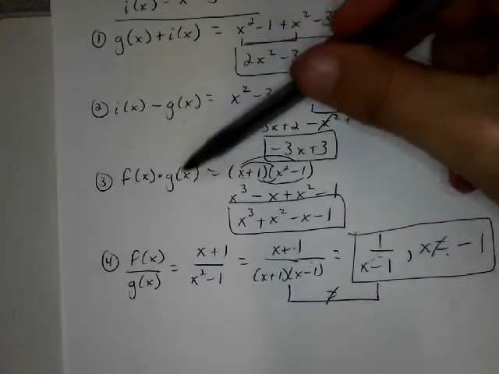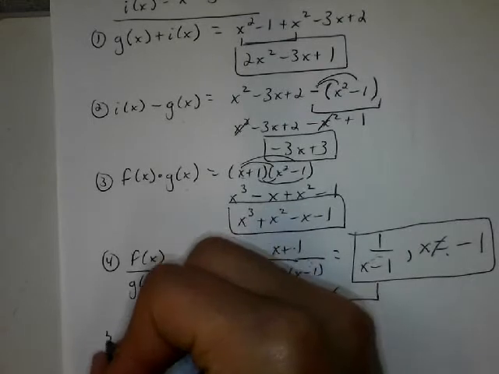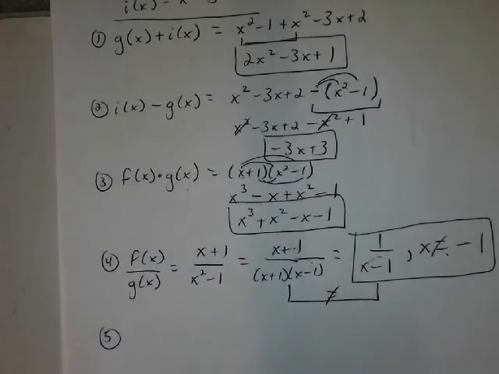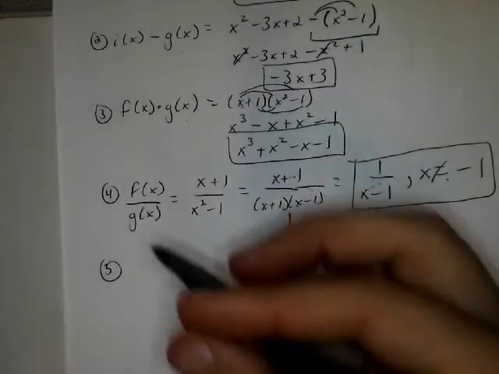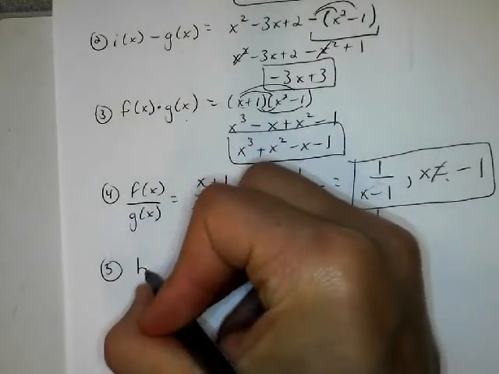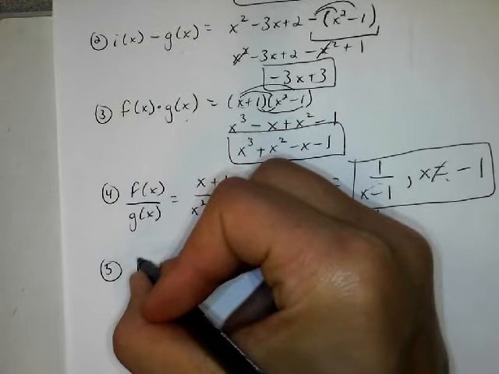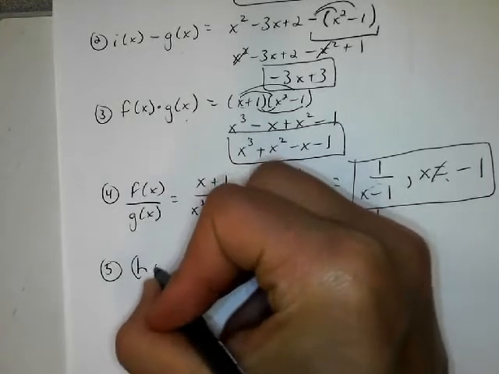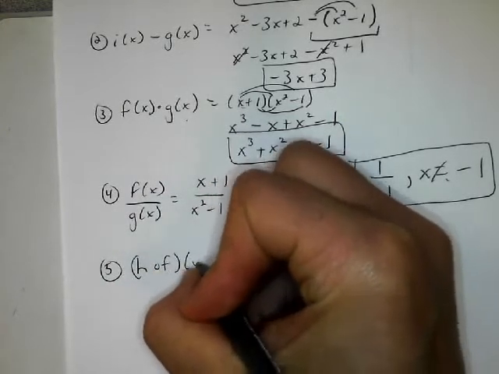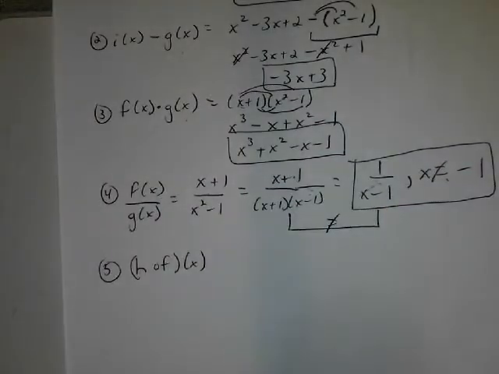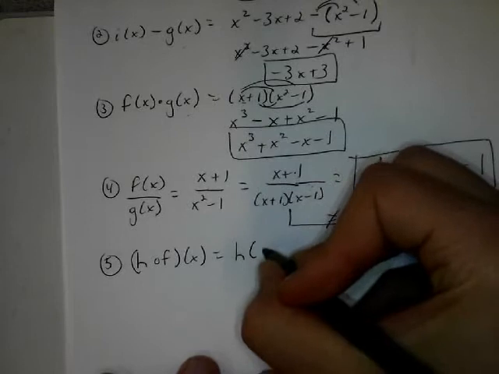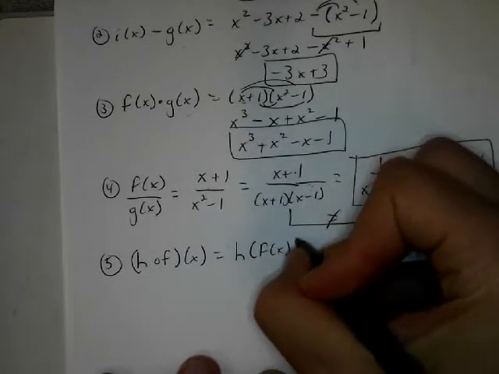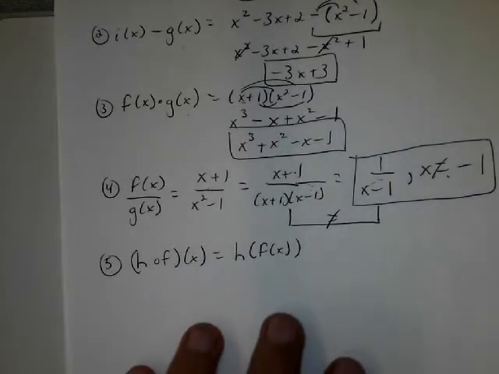So we've done addition, subtraction, multiplication, division. Now comes the good stuff. If we take number 5, and we call it a composite. So for example, we'll take h of f. What this really means is you take f of x and plug it into h of x. That's another way of writing it.